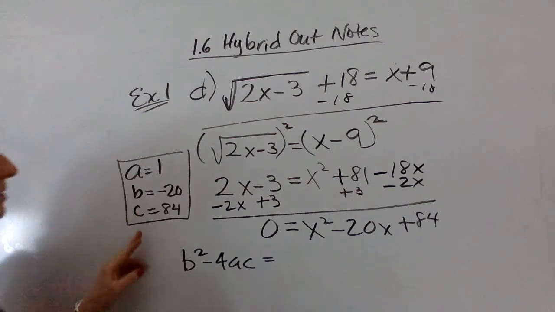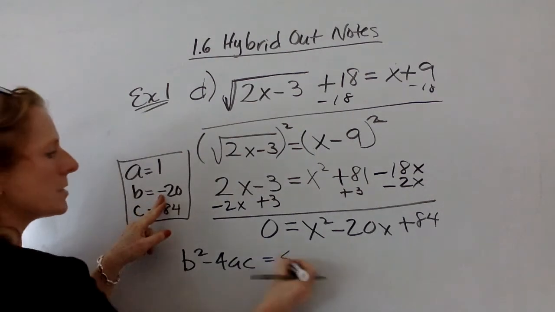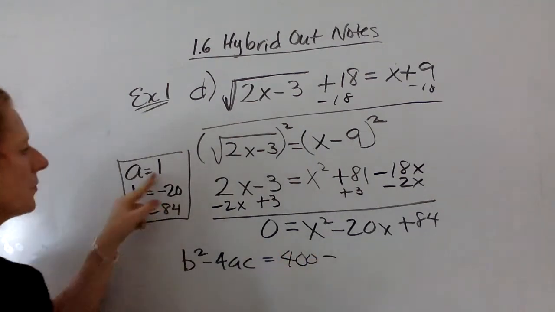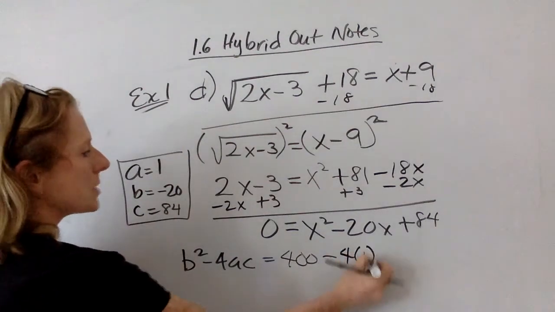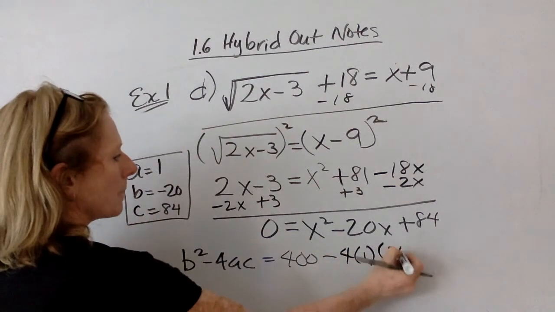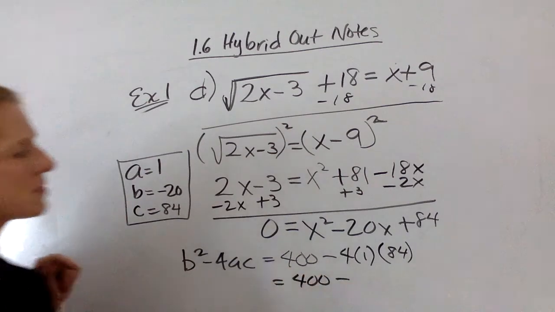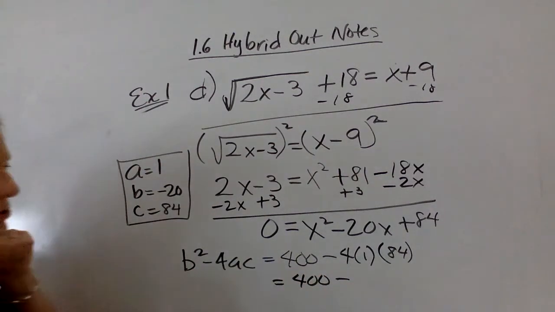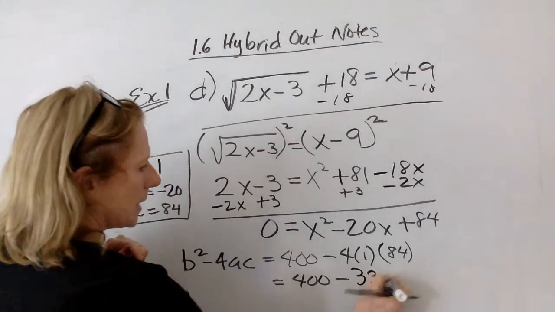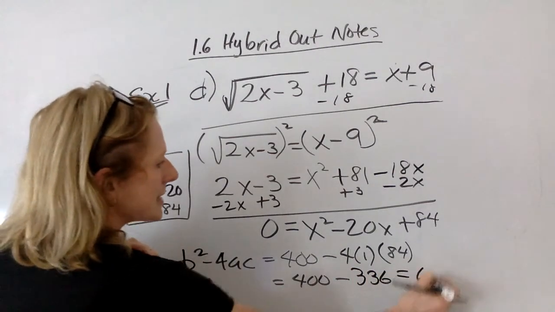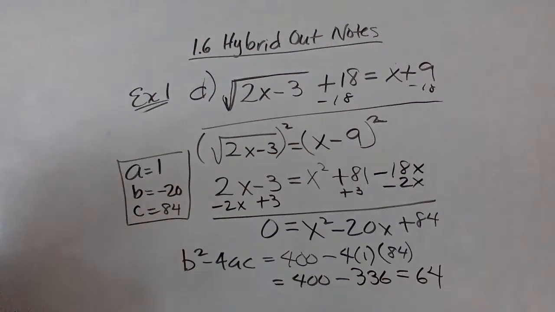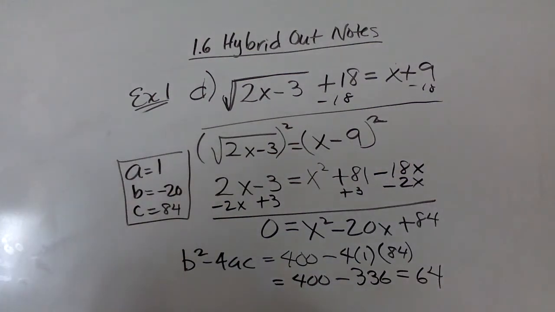So b squared minus 4ac: b squared is negative 20 squared, it's 400, minus 4 times a, which is 1, times c, which is 84. And this is going to give me 400 minus 4 times 84, which is 336. And when you subtract those, you get 64. And 64 is a perfect square, so I can factor this, and we're going to work on how to factor it.